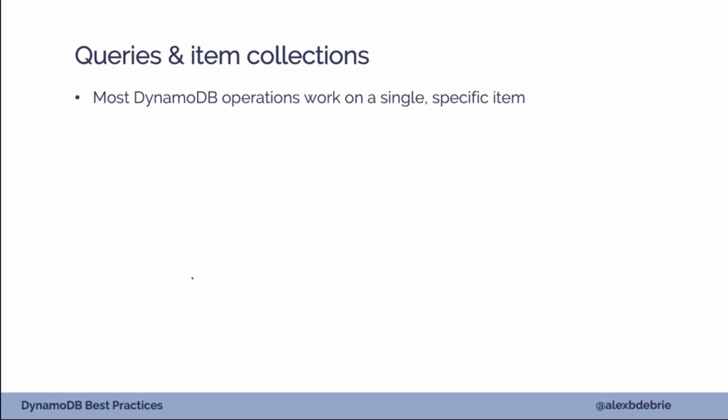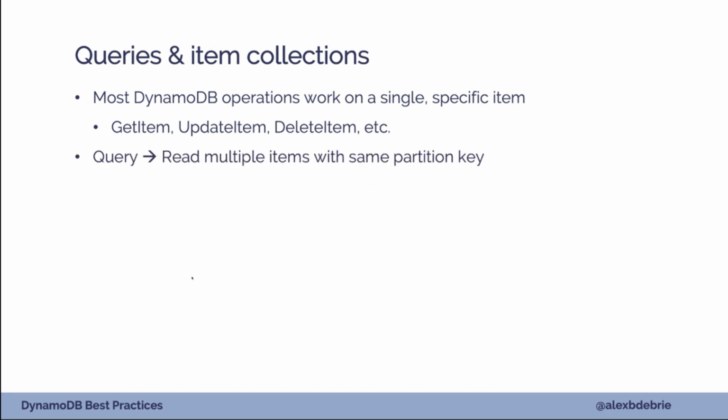So when you're working with DynamoDB, most of the operations are going to work on a single specific item in that DynamoDB table. So it's like a key value store in some way, but it allows for more flexible things, as we'll see. But some of those operations that work on single items would be like get item, which will allow you to read an individual item, update item, which will allow you to update an existing item, or delete item, which will allow you to delete an item in your table. So again, you're working on a single specific item there.